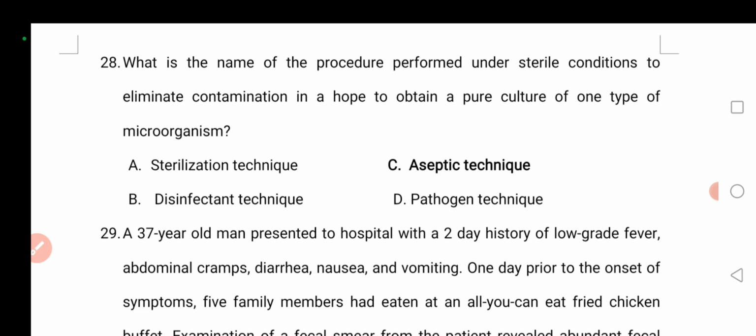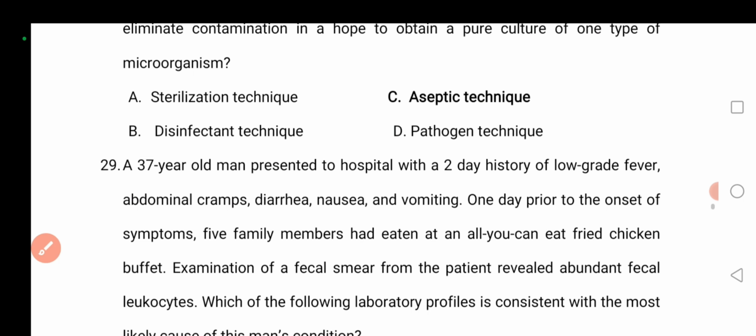Okay, number 28 asks: what is the name of the process performed under sterile conditions to eliminate contamination and obtain a pure culture? In this case, we have sterilization, disinfectant, aseptic, pathogen. It's usually called aseptic technique, right? It's very well known. Aseptic technique is a technique to avoid contamination of the culture media and also contamination of the person, protecting the patient and ourselves. Aseptic technique is the correct term for this expression.